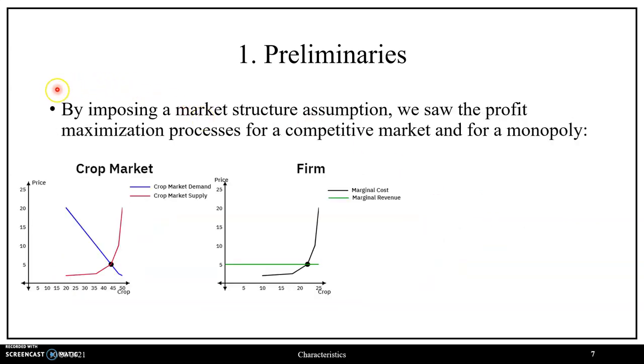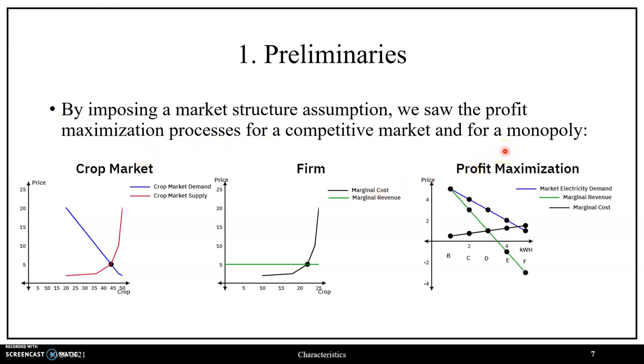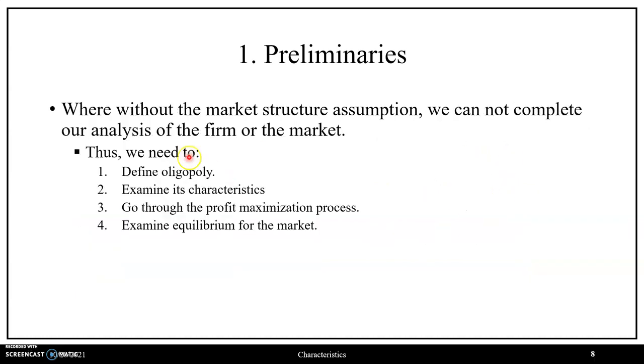By imposing the market structure assumption, we then saw that we could determine the pricing strategy for a particular firm, allowing us to go through the profit maximizing behavior process, and then conclude this by going over the market outcome. We did this for the competitive market as well as for the monopoly: the competitive market is below, on the left and in the middle, and on the right we have the profit maximization process as well as market outcome for a monopoly. Without the market structure assumption, we cannot complete our analysis for the firm or the market.